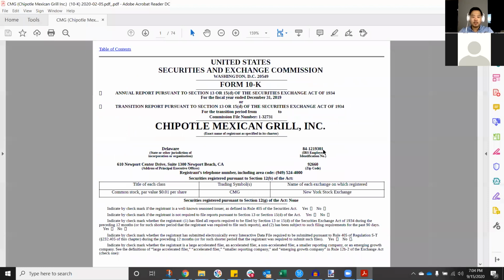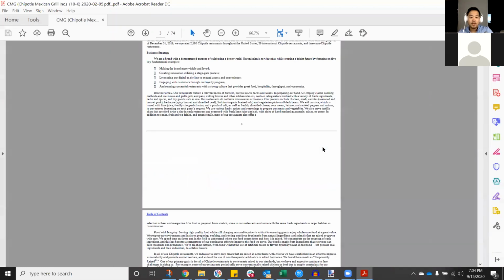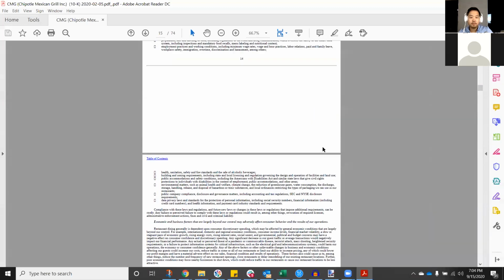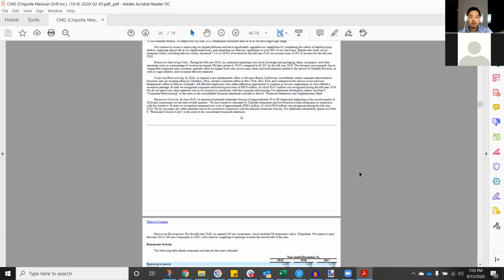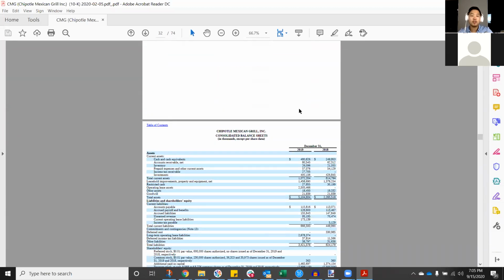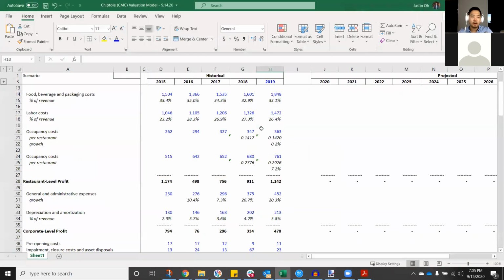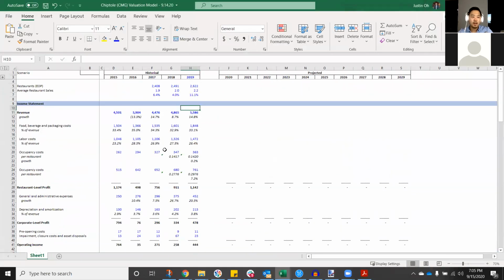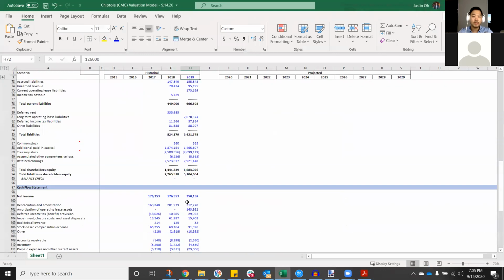I did this on the couch last night. We took the 10K and I took the 5-year income statement here. You basically go down to their consolidated financial statements, and then you come here, copy in the income statement, copy in the balance sheet, and make sure everything sums up, and that everything ticks and ties. You add a balance check.